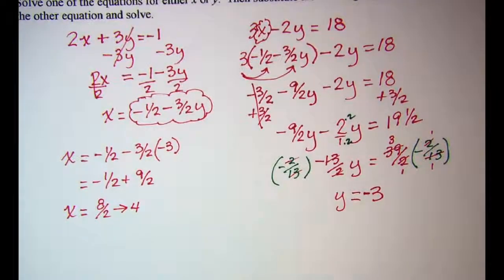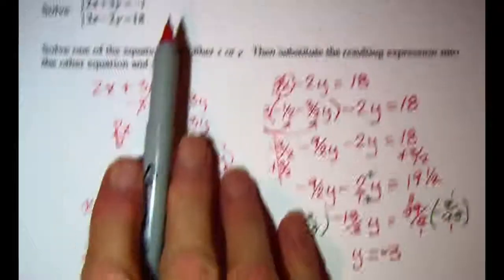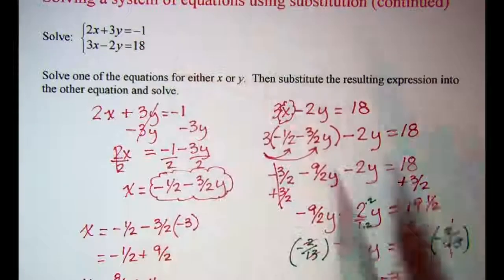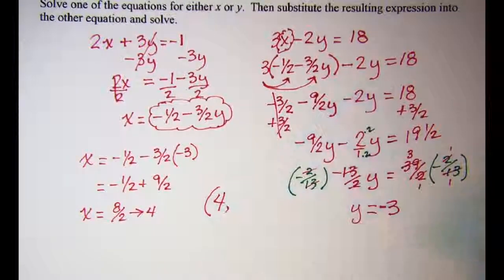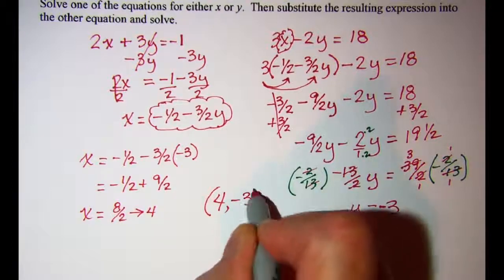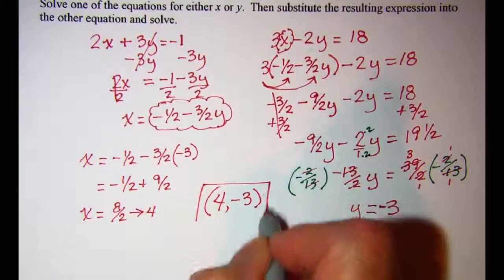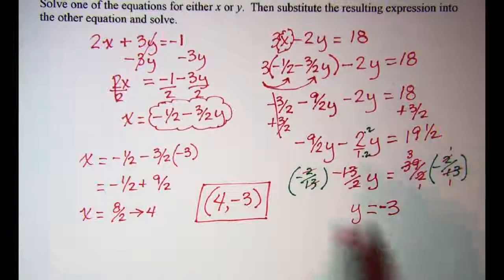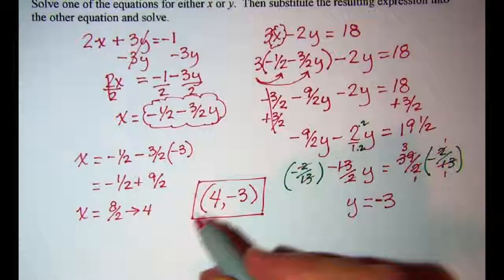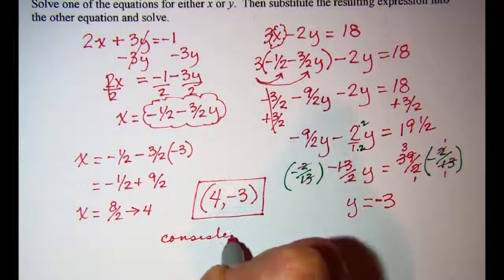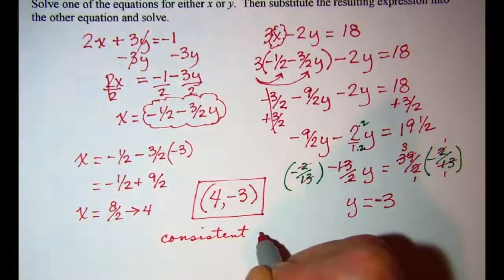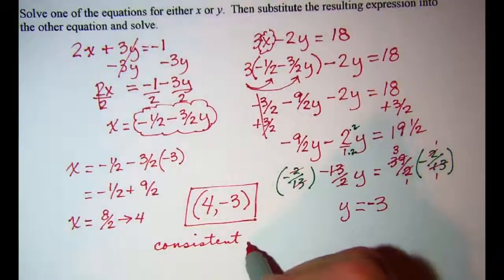So my point where these two lines intersect is the point (4, -3). Since there is a solution, the system is consistent and the equations are independent.